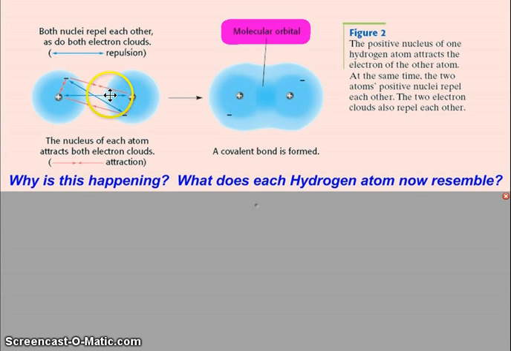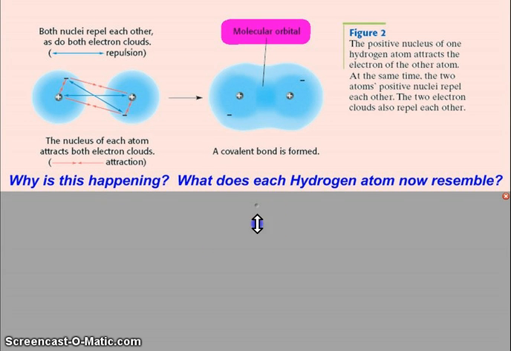So when this nucleus gets closer to this nucleus, those two like charges don't want to be that close together. But that nucleus is attracted to the electron of the other atom. And so we're able to compromise, if you will, and end up creating this covalent bond.